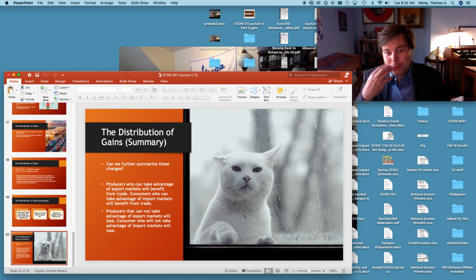I like this. Poor cat's locked outside in the rain. I just hope somebody lets him in.